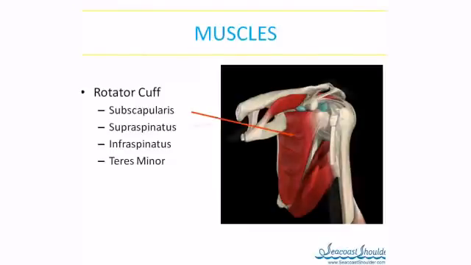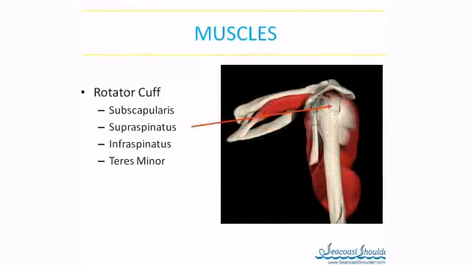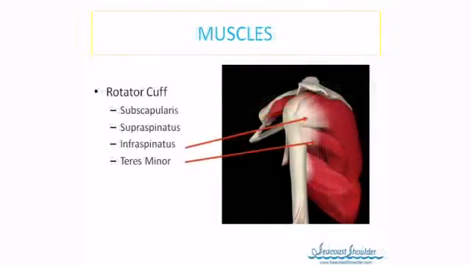The supraspinatus happens to be the most commonly injured muscle, and it resides right underneath the top of the shoulder blade, the acromion right here. And then there's two more in the back, the infraspinatus and the teres minor. So there are four little rotator cuff muscles that are very important to the function of the shoulder that come off the shoulder blade and attach on top of the humeral head.